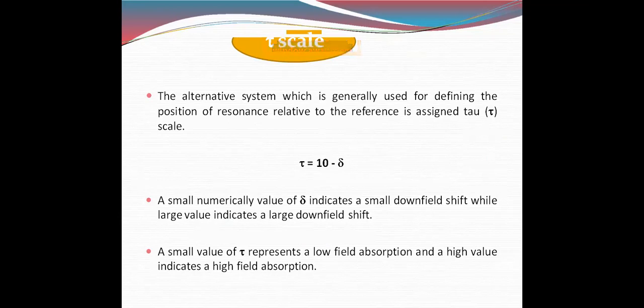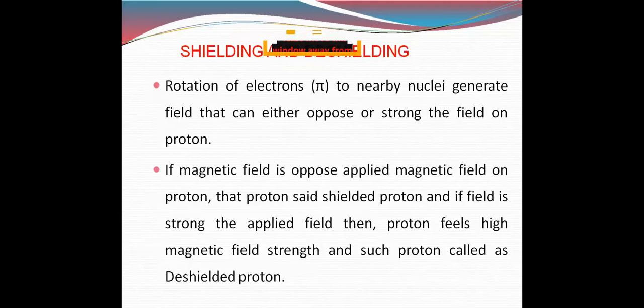But basically, primarily the delta is used because TMS has a delta value of 0. The relation is 10 minus delta equals tau. So if anybody asks you, the tau value for TMS will be 10 and the delta value will be 0. I think you got the point for TMS.